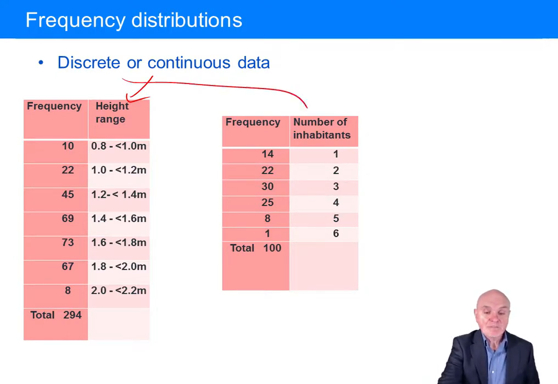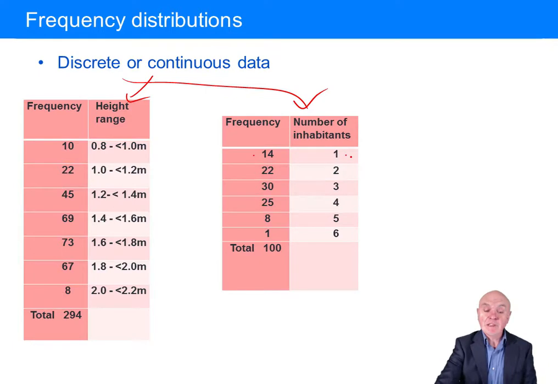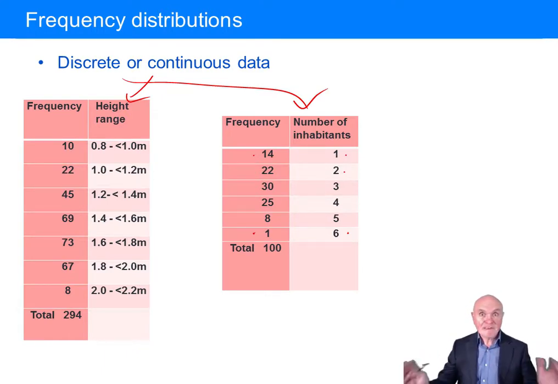Or we have discrete data. So discrete data can only take specific values, and here we're looking at inhabitants in a block of apartments, really. This is saying, well, there are 14 apartments where there's only 1 person living. There's 22 apartments where there's 2 people living, and so on here, up to only 1 apartment with 6 people living. So obviously the number of people residing there has to be whole numbers. We can't have 2.5 or 5.4 or something of that sort. So it is discrete. 1, 2, 3, 4, 5, 6 is all you can have. And we have the frequencies.